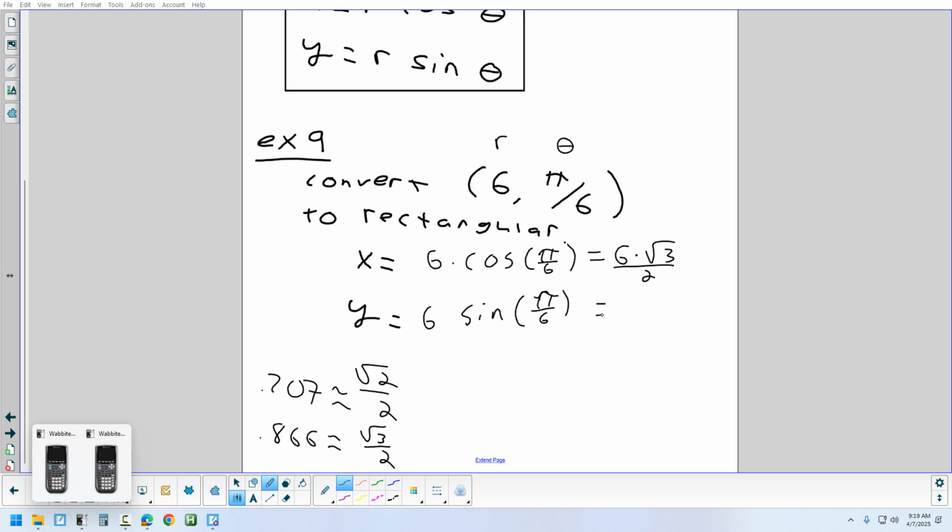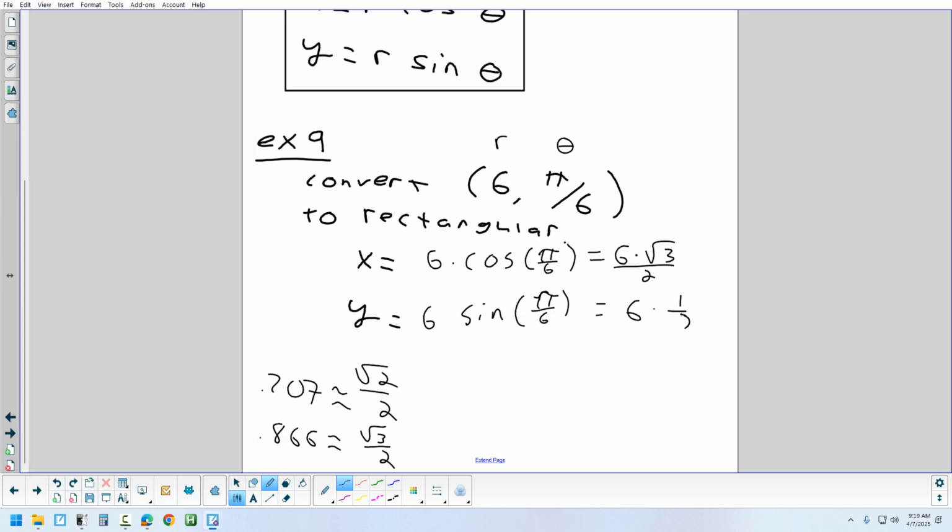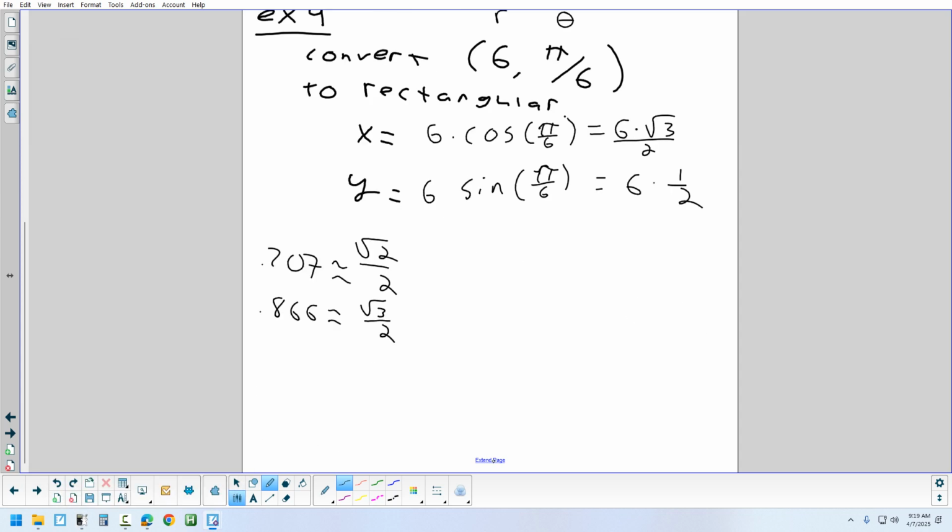And if one of them comes out to not a nice number, the other one will come out nice. So the sine of pi over 6 is a very nice number, 1/2. Okay, 0.5. And we still have the times 6 in front of that. Okay. So now simplify these two to get your final result.